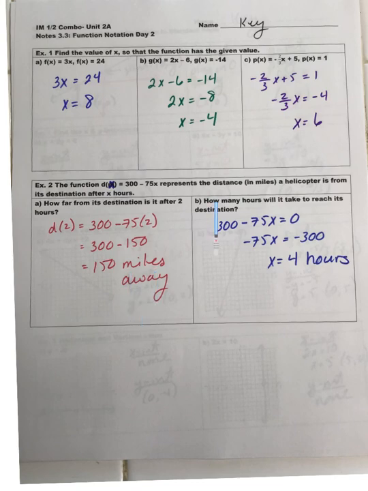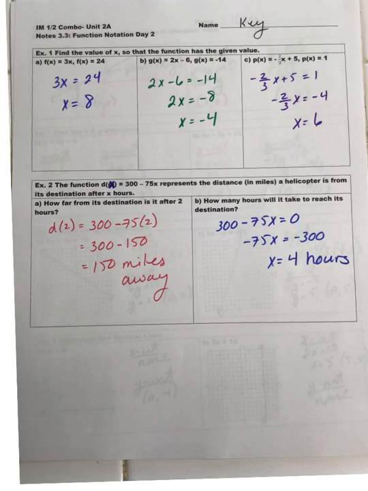All right, so B, how many hours will it take to reach its destination? Well, now we're looking for the number of hours, so now we're looking for x, but the trick on this is when we reach its destination, if you're at its destination, that means you're 0 miles away because you're there. So that's the trick on this one, is figuring out that that number is supposed to be 0.